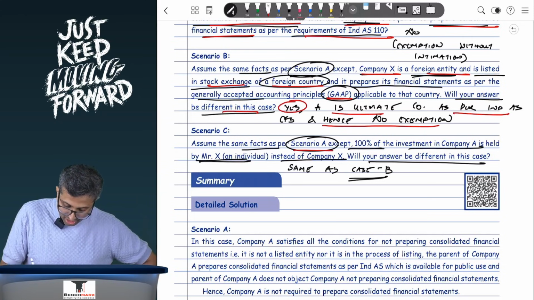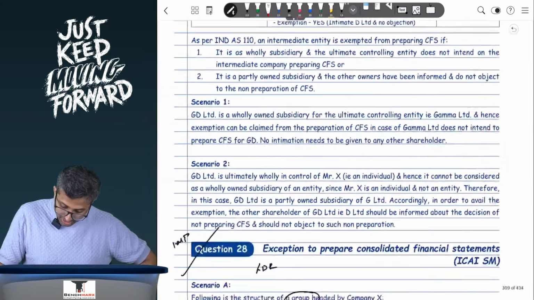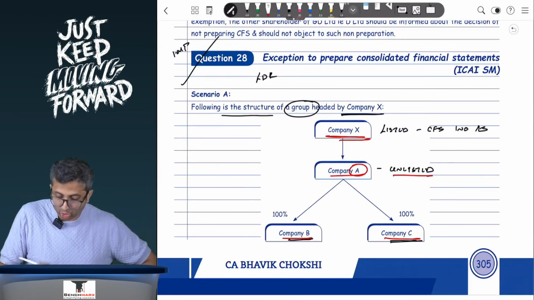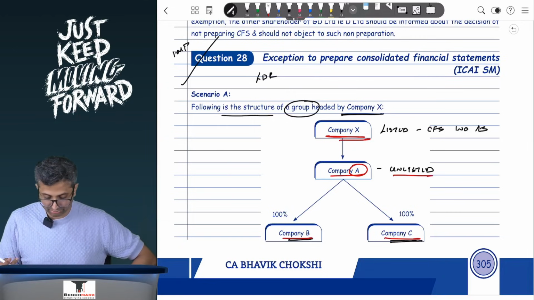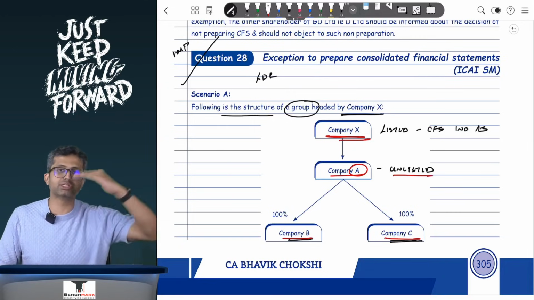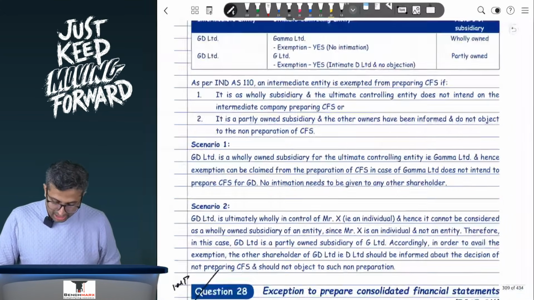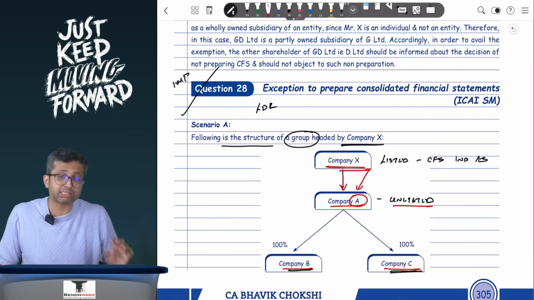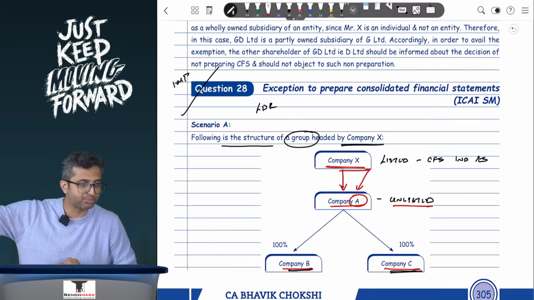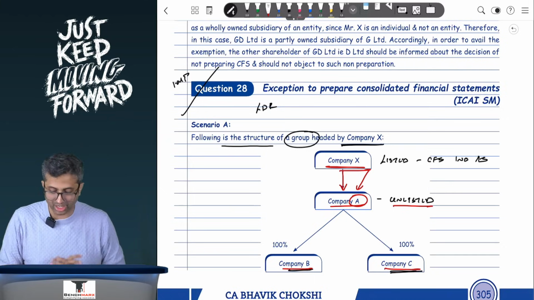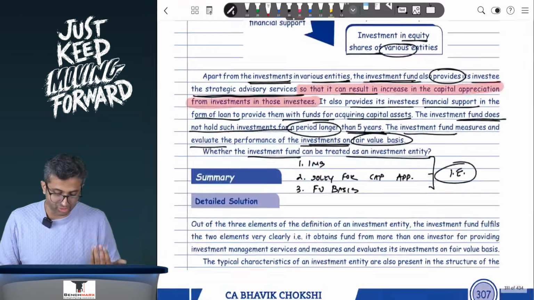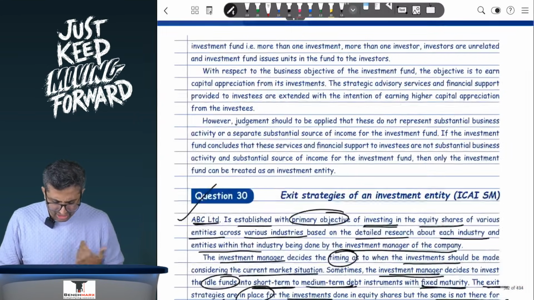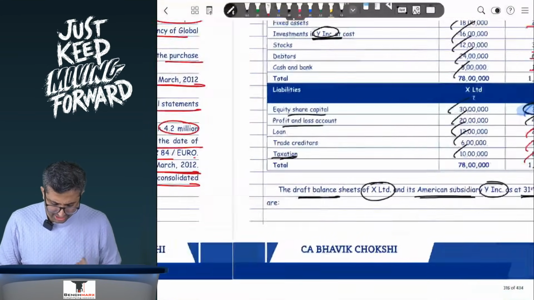The same facts as scenario A, except 100% of investment is held by Mr. X, who is an individual instead of company X. Will your answer be different? Yes, because the ultimate entity is now no longer Mr. X. The ultimate entity is company A, and company A, because it is an ultimate entity, it cannot claim any exemption. Again, it is possible that in the first scenario, there was no 100% holding, there was 80% holding, 20% was held somewhere else, in which case I'll have to give an intimation to those 20% people, and if there's no objection raised by them, in that case we can prepare our financials, we can claim exemption from preparation of our financials. Okay, then there are a few other sums regarding investment entities, etc.